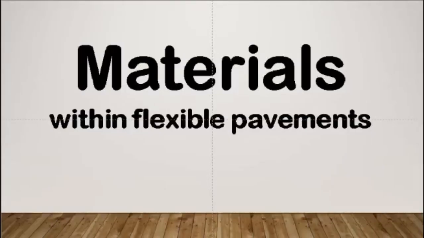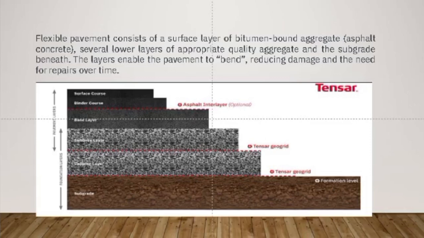Good morning everyone, this is me, Desiree Bernal, and today I was tasked to discuss the materials within a flexible pavement. But before starting, let's define what flexible pavement is. Flexible pavement consists of a surface layer of bitumen-bound aggregate, such as asphalt concrete, over several layers of appropriate quality aggregate in the subgrade beneath. The layers enable the pavement to bend, reducing the damage and need for repair over time.